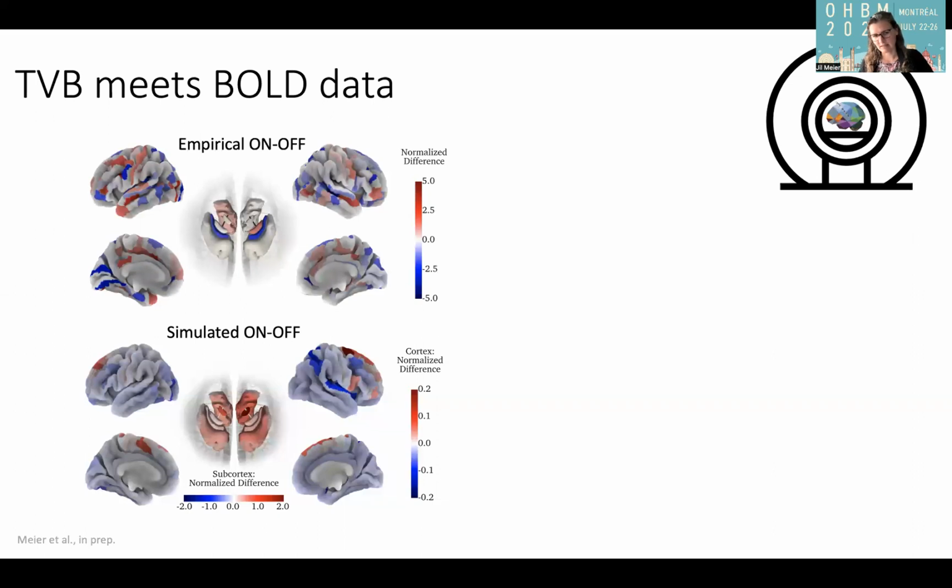Unfortunately, this is just n equals 2 so far. It's very much ongoing work. And you can see the common changes in red when activity increased in those two patients, and blue when activity decreased in those two patients. You can see that, for example, for the occipital lobe, we do already quite well, and our simulation is predicting what's happening in those two patients.